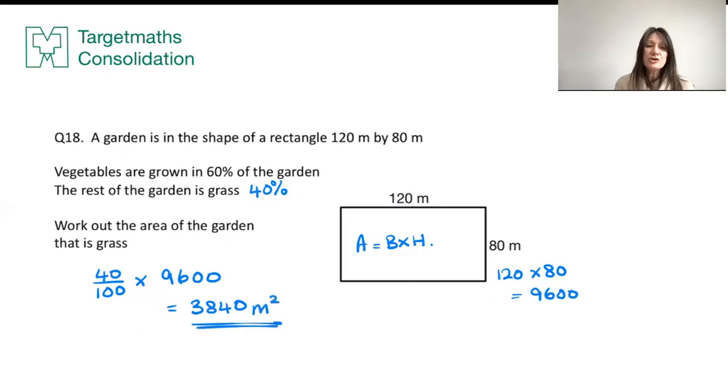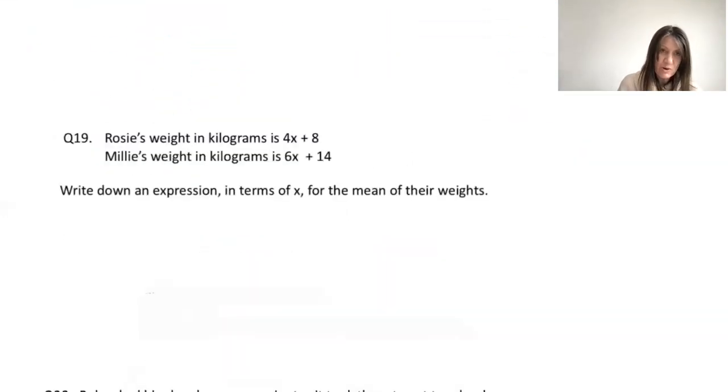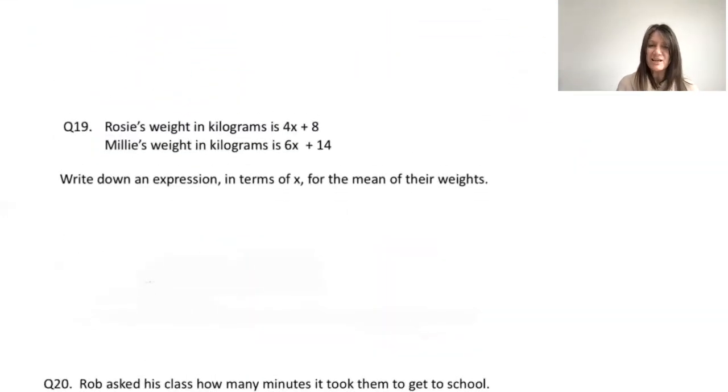As I say, you could have found 60% and then taken it away from there. Nothing wrong with that at all. If your end result is this and you did it a slightly different way, you're still going to get all those marks. That's one of the things with maths. There's always more than one way. And we do the way we see, don't we?